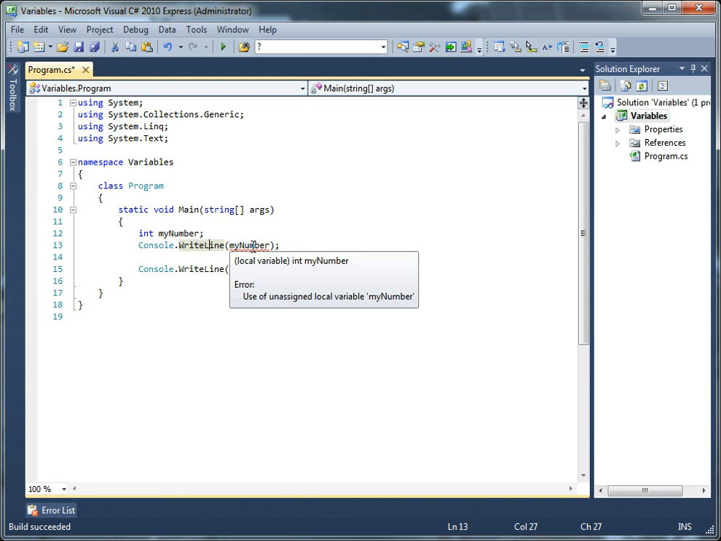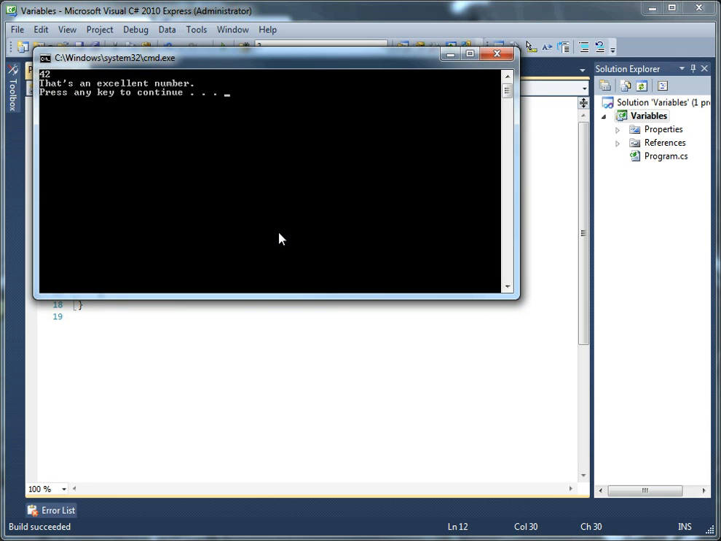Okay, now the shortcut is to join the variable declaration int my number with equals 42. This has the same effect as before, and if we run our program, we can see that nothing's changed.